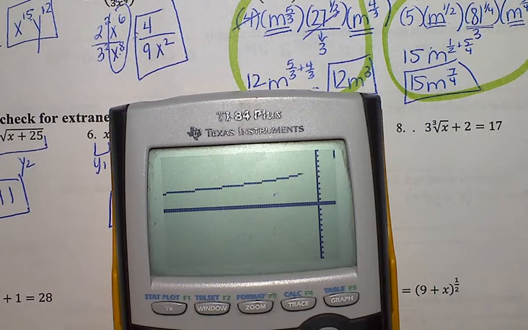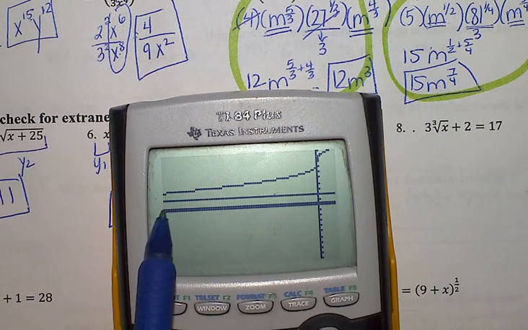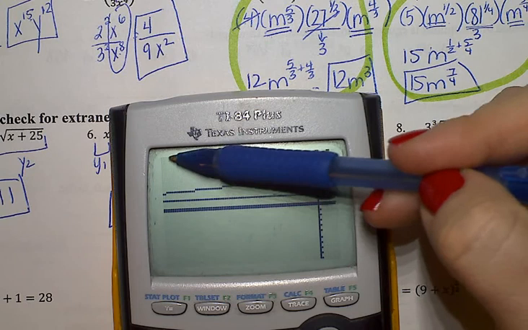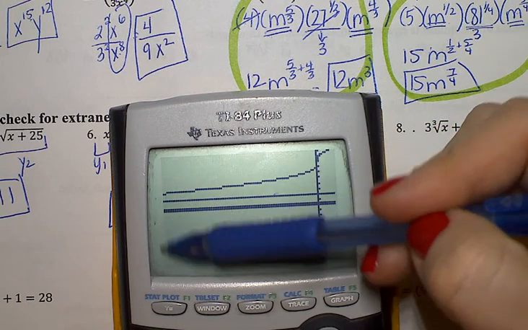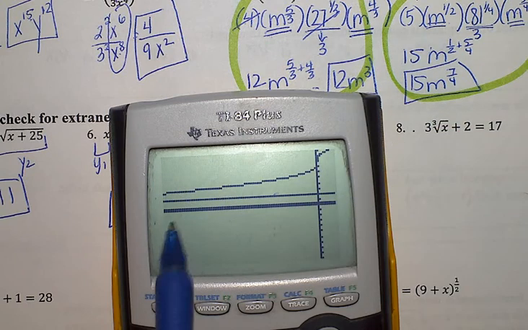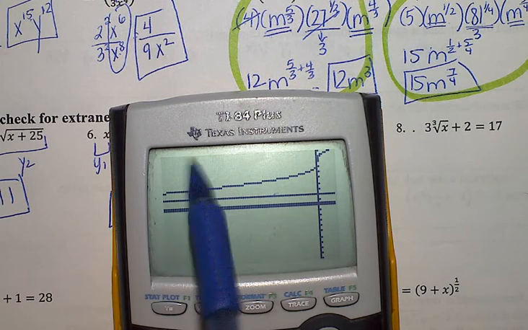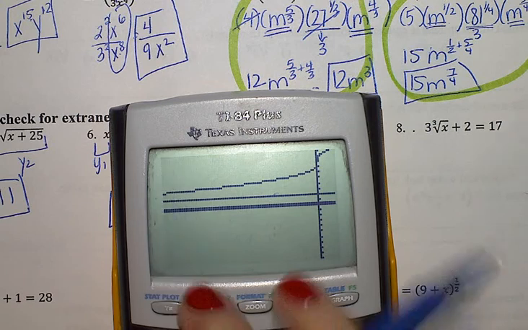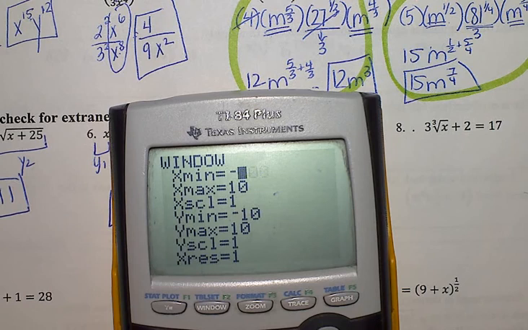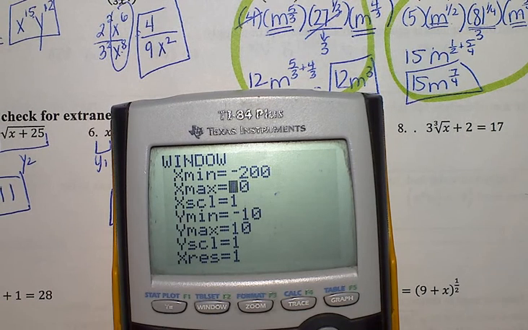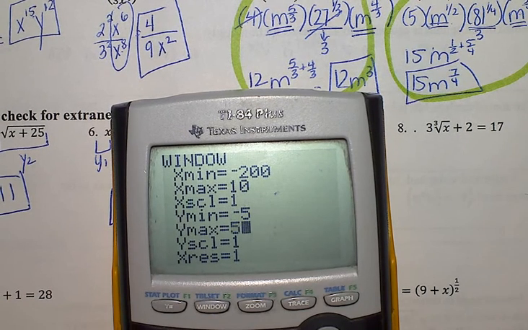So really, we're playing with the windows right now until I can see it. See how it's getting closer? Here's my question. Do you agree that I don't really care about this space here or this space here? So when I go back, not only am I going to keep moving it to the left, I'm going to take away some of the space above and below. So I'm going to try negative 200 this time. But, you know, I don't need all this space. I'm going to do negative 5 and positive 5, just so it kind of condenses it a little bit.